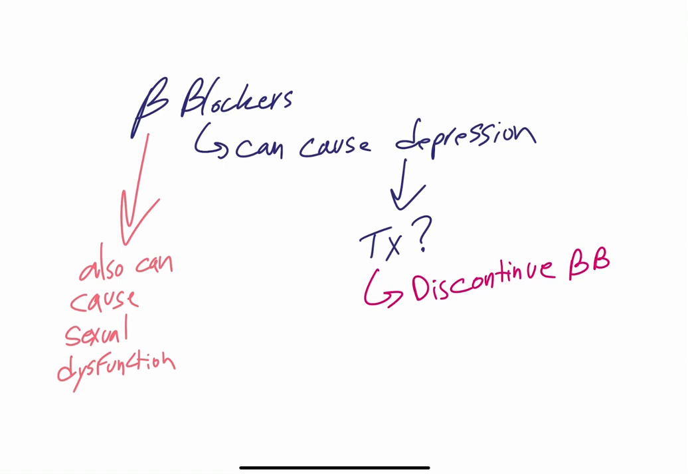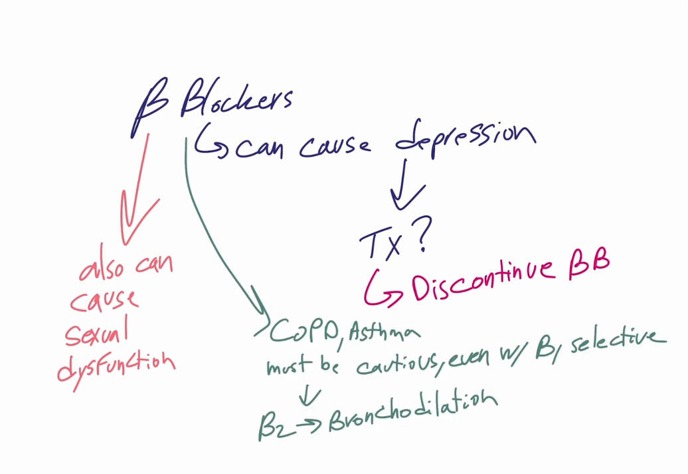Also note, beta blockers can cause sexual dysfunction. In lung diseases like asthma or COPD, you've got to be cautious with the beta blockers, even beta 1 selective ones like metoprolol. The reason is because beta 2 receptors are involved in bronchodilation. Blocking it can worsen asthma symptoms. So even with selective beta blockers, you're not completely safe in asthmatics. You also have to remember that beta blockers can worsen psychotic depression.